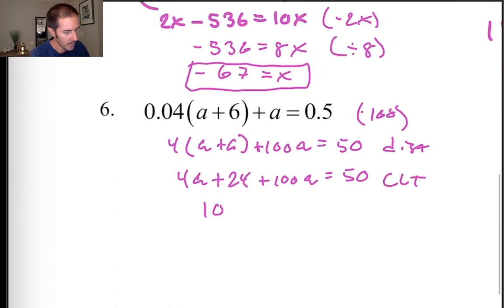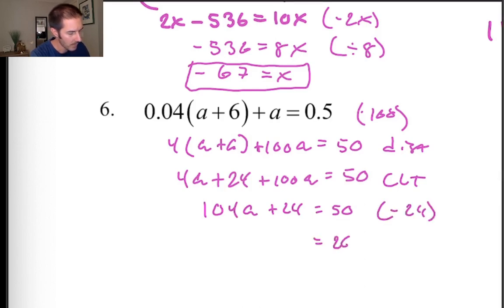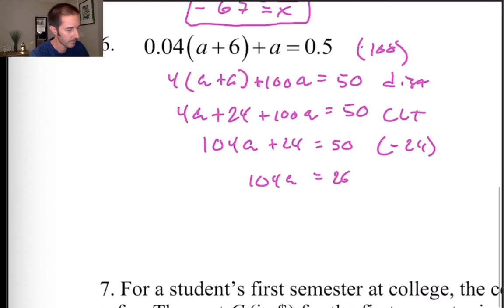So we have 104a plus 24 equals 50. Subtract 24 from both sides, leaves us with a 26 on the right-hand side and a 104a on the left-hand side. And then you need to divide both sides by 104. Isn't that going to be a nice answer? So a is equal to 26 over 104. Put a little note in there, divided both sides by 104.